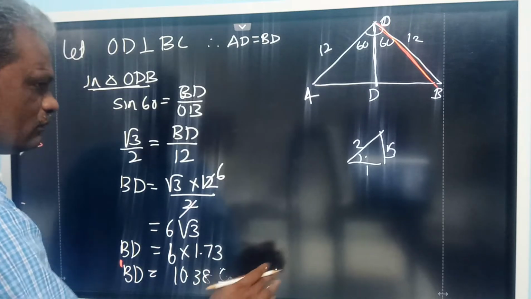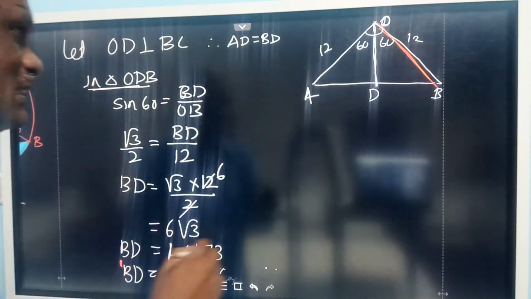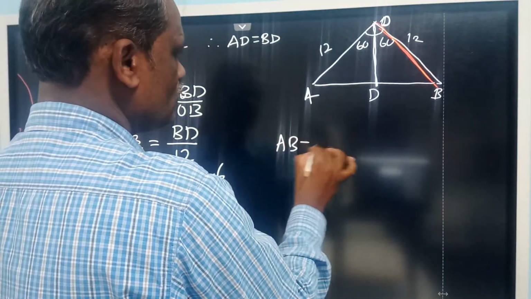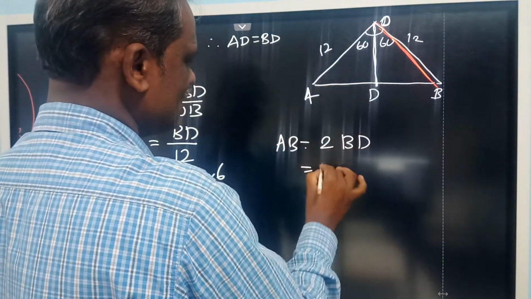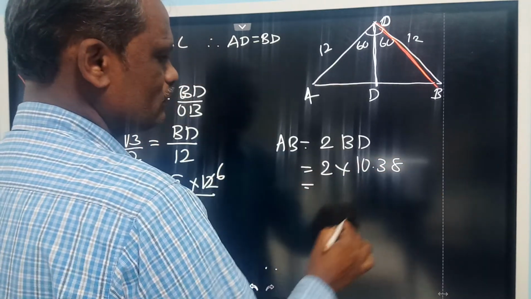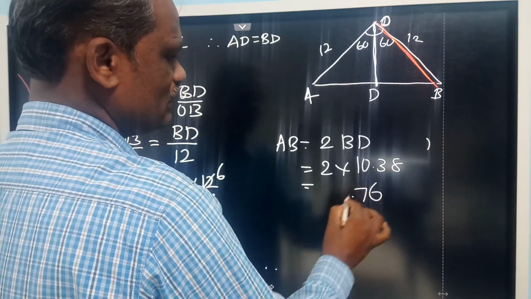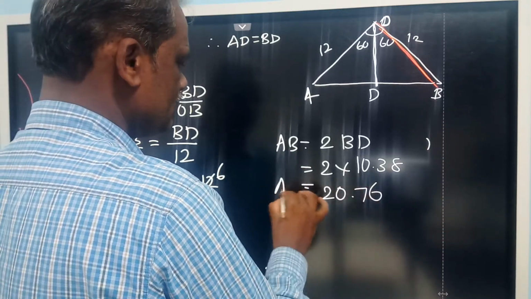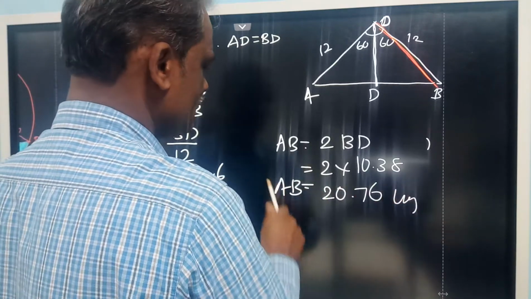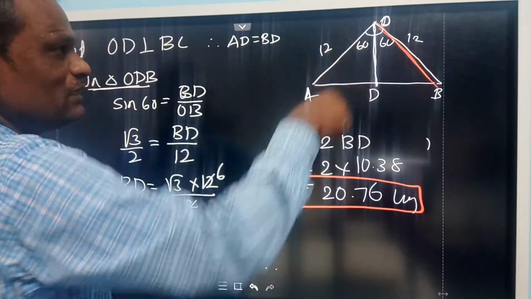So now we want the length of AB. AB is equal to 2 times BD. So that is 2 into 10.38. It will give you 20.76 centimeters. This is the length of AB. So using this, you can use the formula half into base into height.